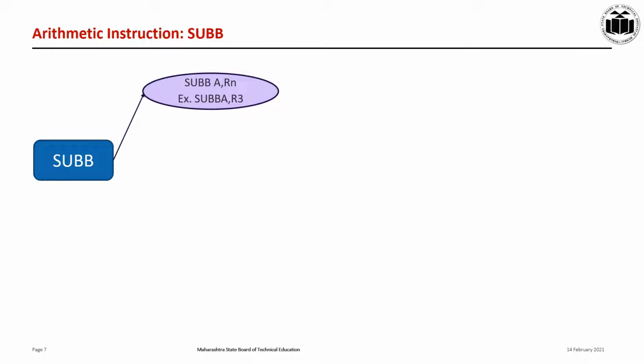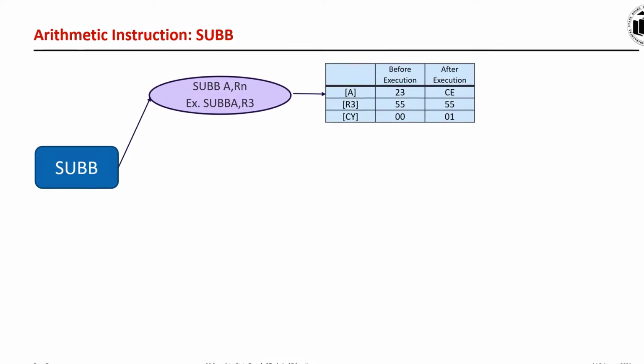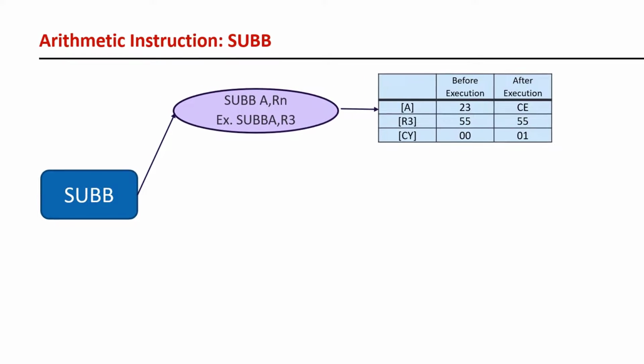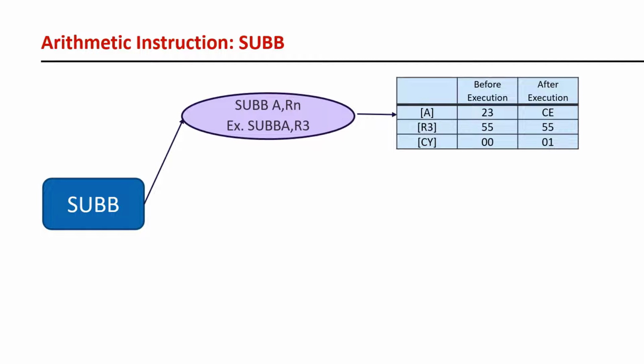SUBB A, Rn. Subtract the content of register Rn and content of carry flag from accumulator and store the result in accumulator. For example, SUBB A, R3. If accumulator contains 33H, carry flag contains 0 and register R3 contains 55H, then 55 will be subtracted from 33 and the result CE will be stored in accumulator. During subtraction, 55 is greater than 33, hence carry flag served as borrow and it becomes 1.